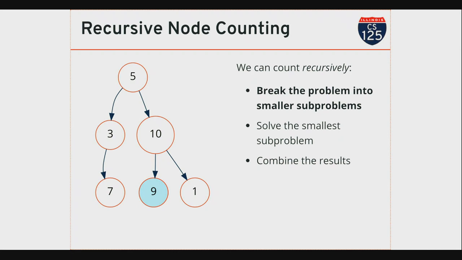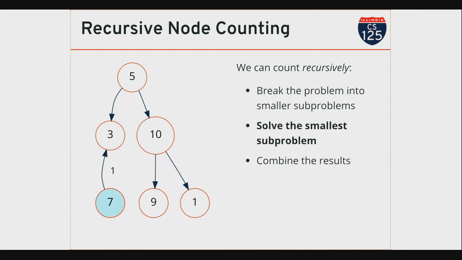Now again, I've reached a leaf node. So I've reached a problem that I can solve immediately. This is the smallest possible subproblem. That's what I have to solve. At that point, I can't keep making the problem smaller. There's no smaller problem here to solve. I've identified the smallest possible problem. I'm gonna do this here too.